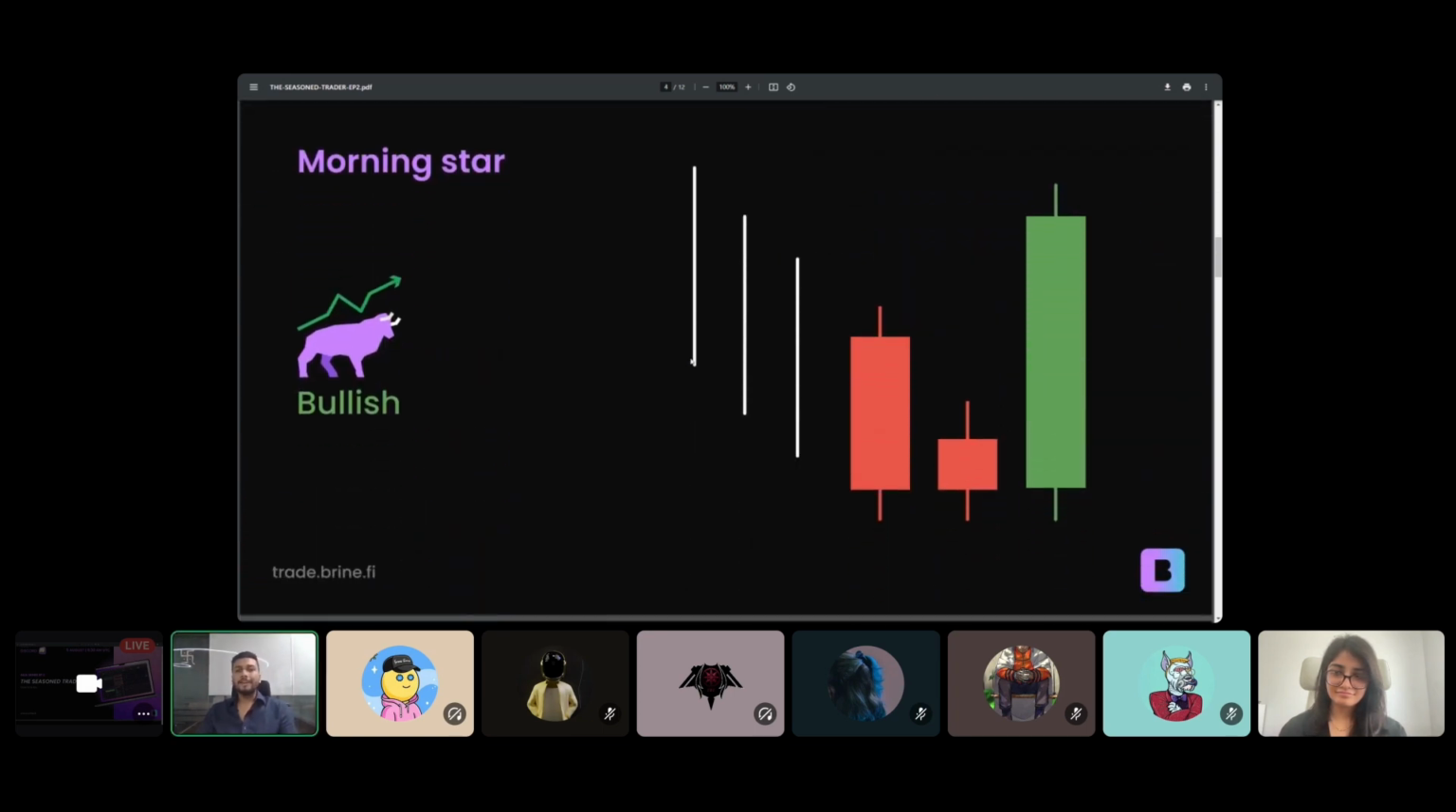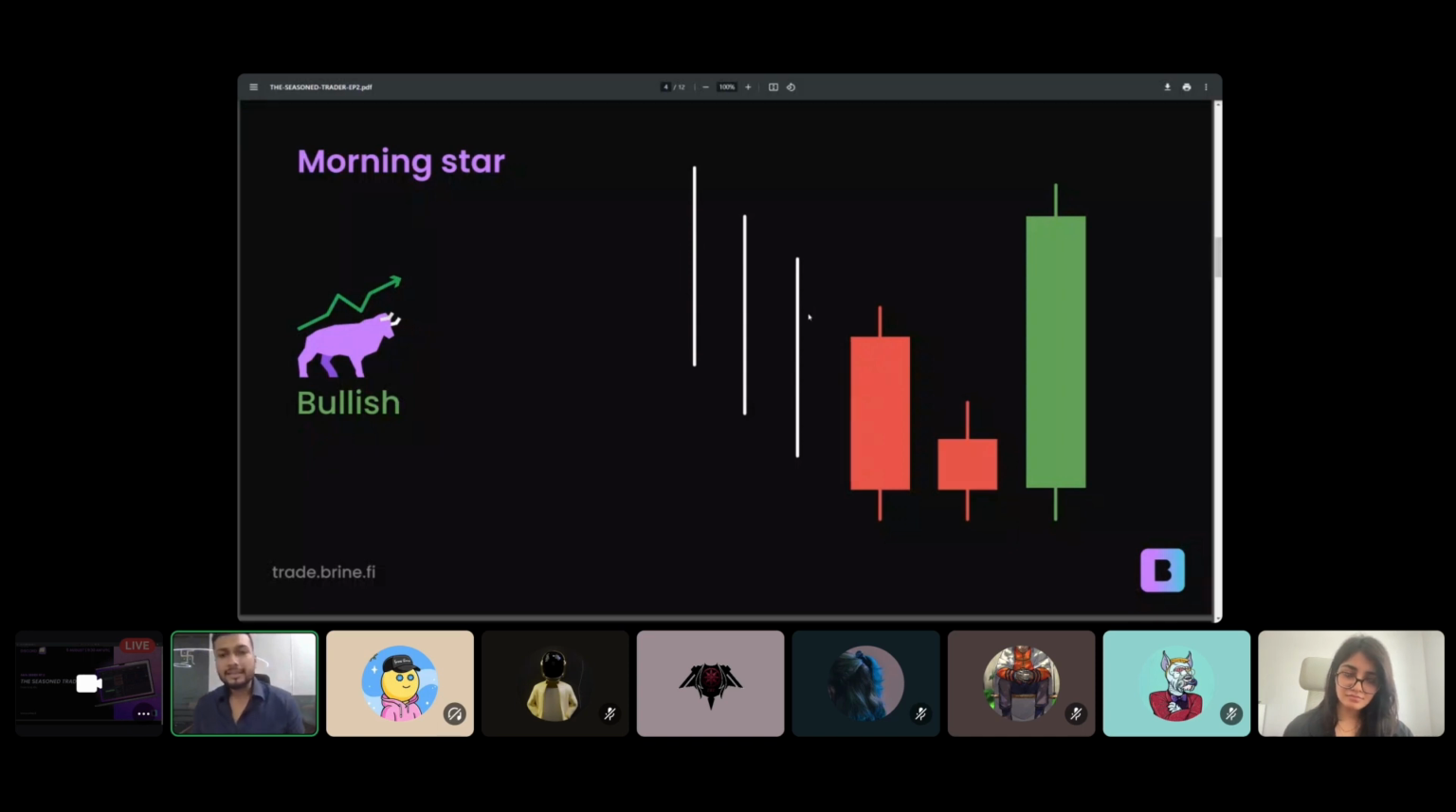Now, talking about the very first setup, or the very first candlestick pattern, and this is one of my favorites as well. It's called the morning star pattern. This pattern is so helpful in finding the exact bottoms of so many markets. I've personally used it so many times and it works out very well if we combine volume with it.